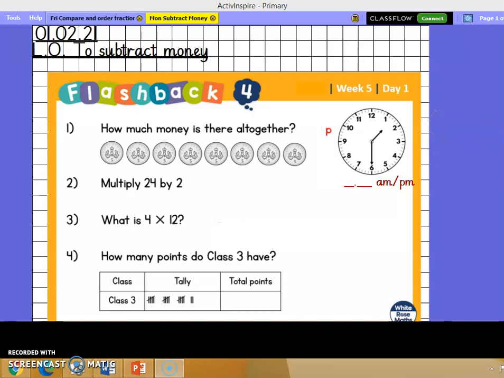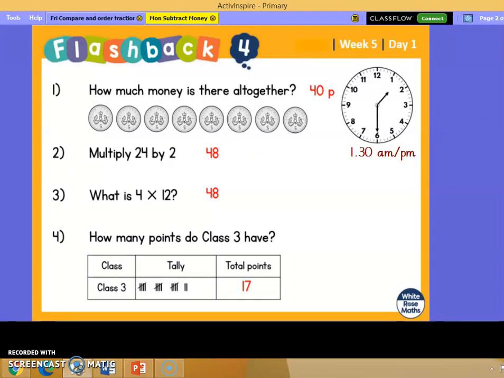Let's have a look at how you did. How much money is there altogether? 40 pence. Multiply 24 by 2, 48. 4 times 12, 48. How many points do class 3 have? We count the tallies, making 17. 5, 10, 15, 16, 17. And the time is 1:30.